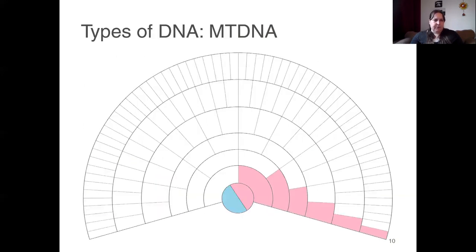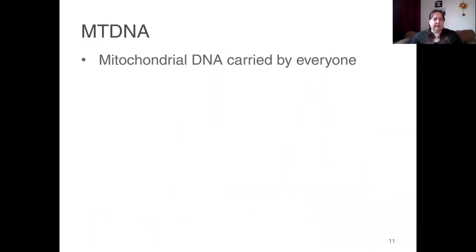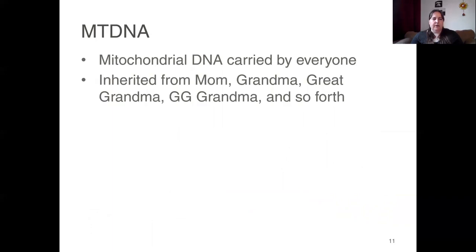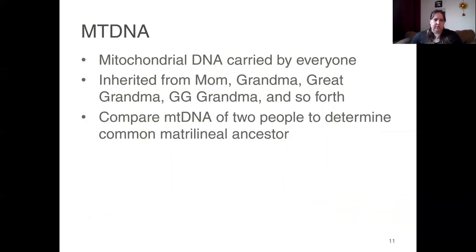The next type of DNA we want to talk about is mitochondrial DNA, or mtDNA. mtDNA relates to this line along on your fan chart or pedigree chart. Now, mitochondrial DNA is carried by everyone. Everyone has to have mitochondria. But that mitochondrial DNA is inherited from your mother, who inherited it from her mother, who inherited it from her mother, who inherited it from her mother, and so forth.